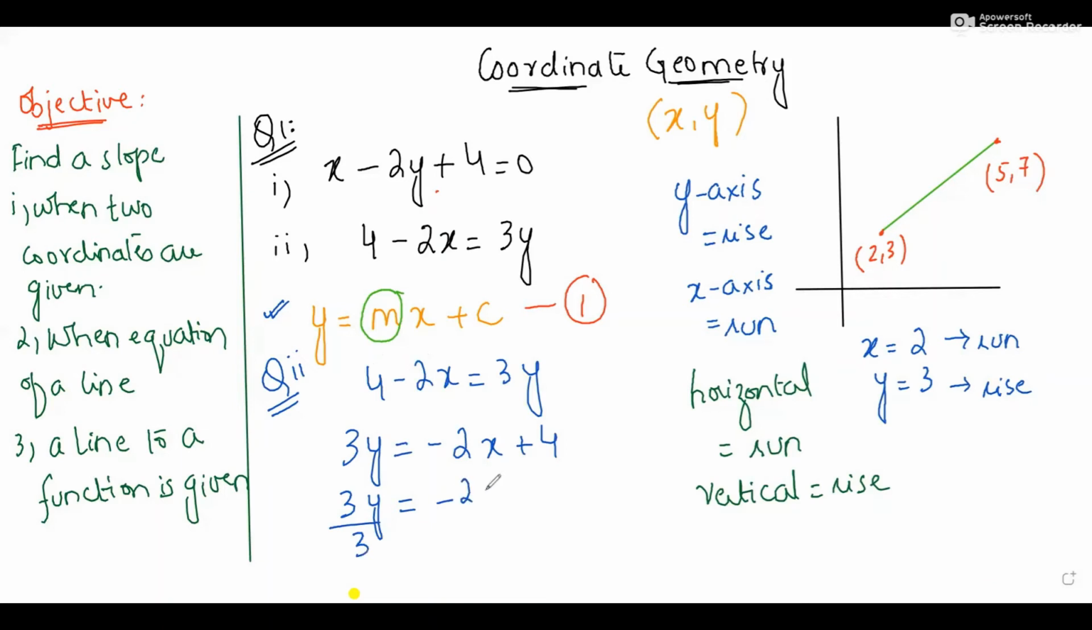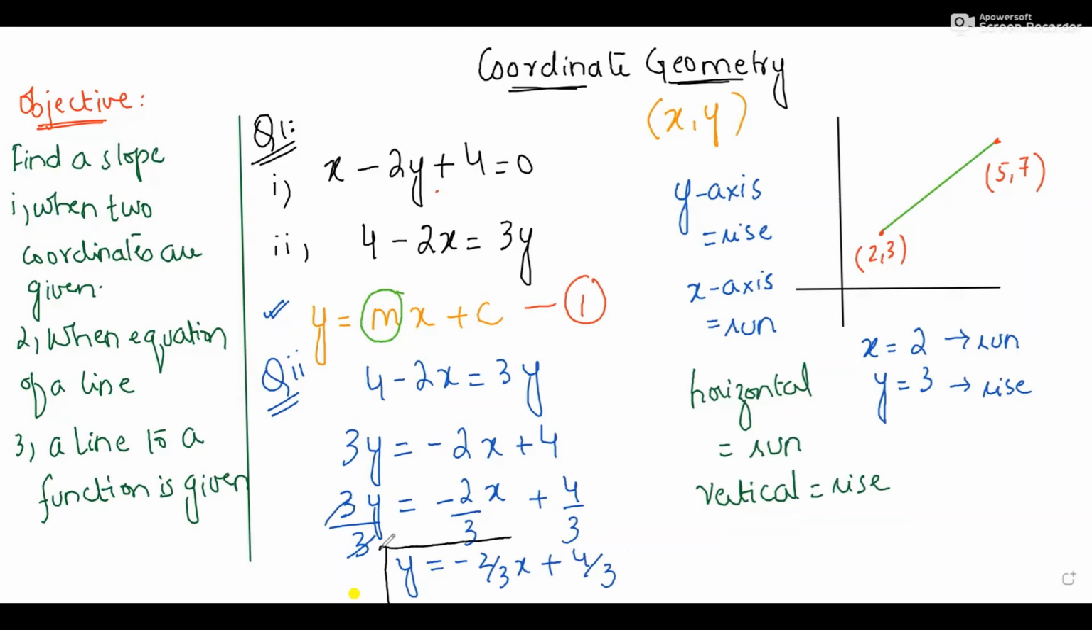Minus 2x by 3 plus 4 by 3. After cancellation, you will get y equals to minus 2 by 3x plus 4 by 3. This is the equation which we have written in the form of the formula.